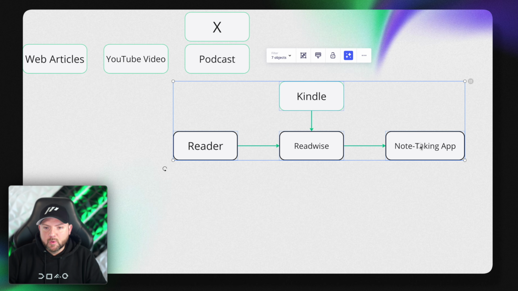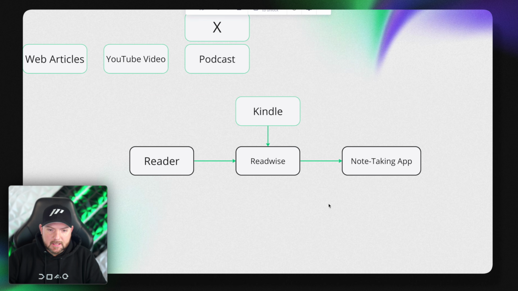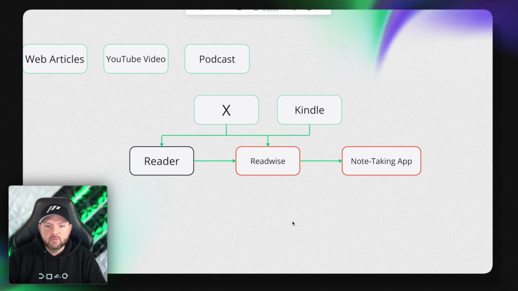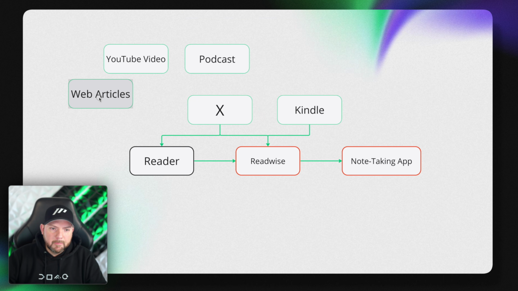And it doesn't stop with Kindle. That's the key here. What happens with all the other resources that we have here? So X, for example, I can actually synchronize X directly with Readwise by just doing bookmarks of X posts. So these bookmarks get then synchronized to Readwise. I could also save it in Reader. So why you do this, you will see when we talk about, for example, web articles.